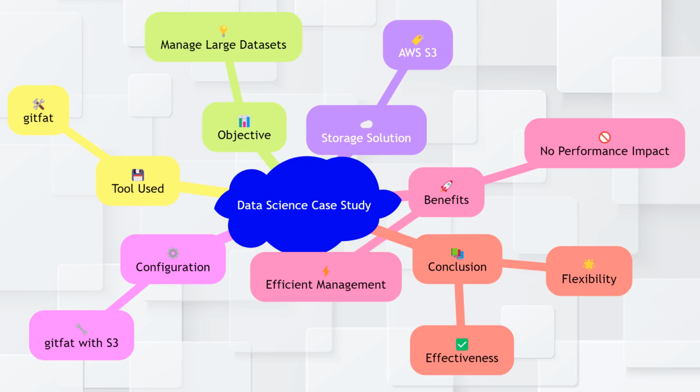In another case study, a data science team used Git Fat to manage large datasets in their Git repository. The team needed to store their datasets in AWS S3 for cost and scalability reasons. By configuring Git Fat to use S3 as the storage backend, they were able to efficiently manage their large datasets without impacting the performance of their Git repository. This case study demonstrates the flexibility and effectiveness of Git Fat for large file management.